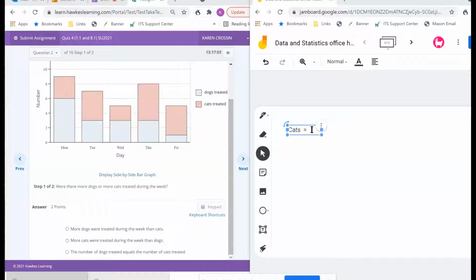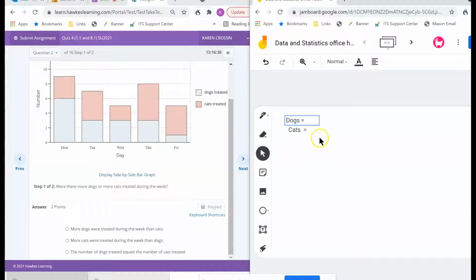Okay, so it's asking us if there's more dogs or cats treated during the entire week. I don't know why I did cats first. I'm going to do dogs first because they're on the top. So let me move this down. Oop, it's not letting me move it. Okay, whatever. Let's do another one here. Let's do dogs. Okay, so the dogs treated on the entire week. I'm doing dogs first because they're on the bottom. That makes sense, right? Yep.